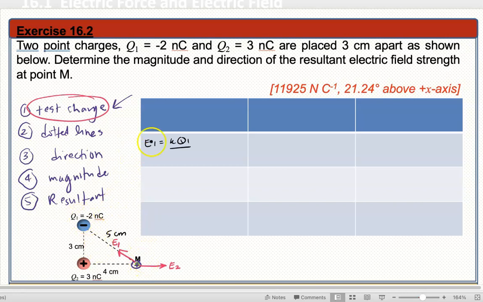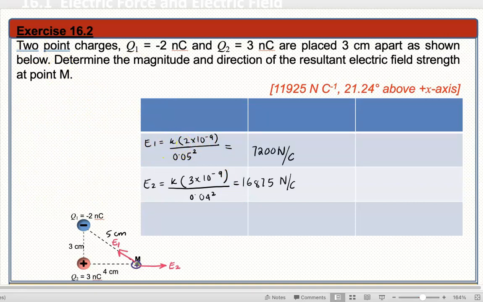Okay, so the distance between Q1 and point M is 5 cm, so this will give me 0.05 squared, and Q1 is minus 2 nanocoulomb. Remember, your equation only tells you the magnitude, it does not give you the direction. The direction is when you draw the diagram, right? So this is 2 times 10 to the minus 9. Okay, and then for E2, the electric field exerted by charge 2 at point M, K, the charge is 3 times 10 to the minus 9 coulomb, and then the distance is 4 cm, so that is 0.04 squared. Okay, so using my calculator, I will find out that E1 is equal to 7,200 Newton per coulomb, and E2 is 16,875 Newton per coulomb, so Newton per coulomb.